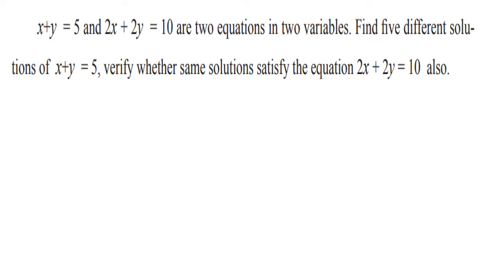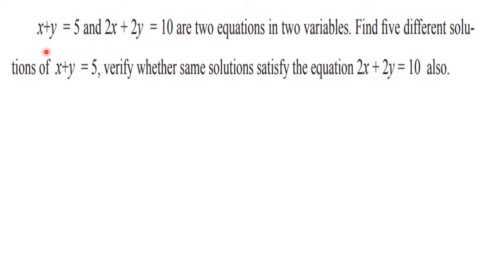Now let's take one more example to understand the simultaneous equations better. So here, x plus y is equal to 5 and 2x plus 2y is equal to 10 are the two equations in the variables. They have asked the question here that you have to find five different solutions for these two equations and check whether they are the same or not. For example, if you take x is equal to 3 and y is equal to 2, then 3 plus 2 is 5. Put the same values here: 2 into 3 is 6 and 2 into 2 is 4. 6 plus 4 is 10.